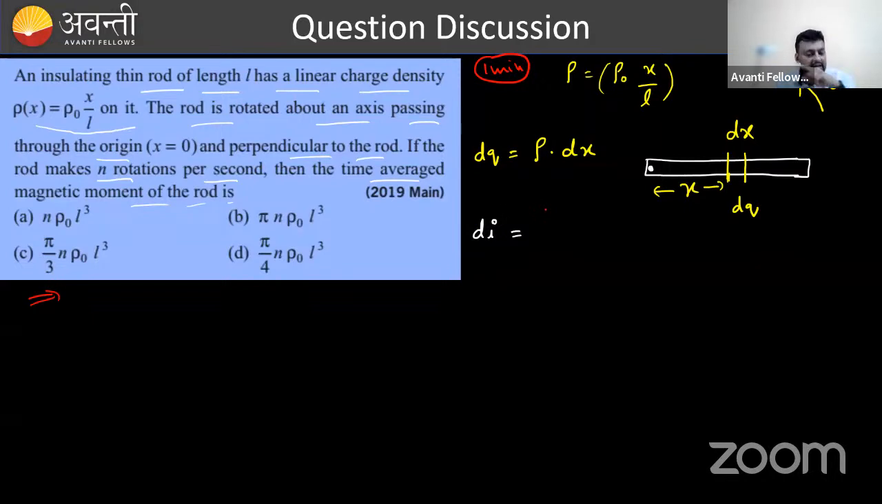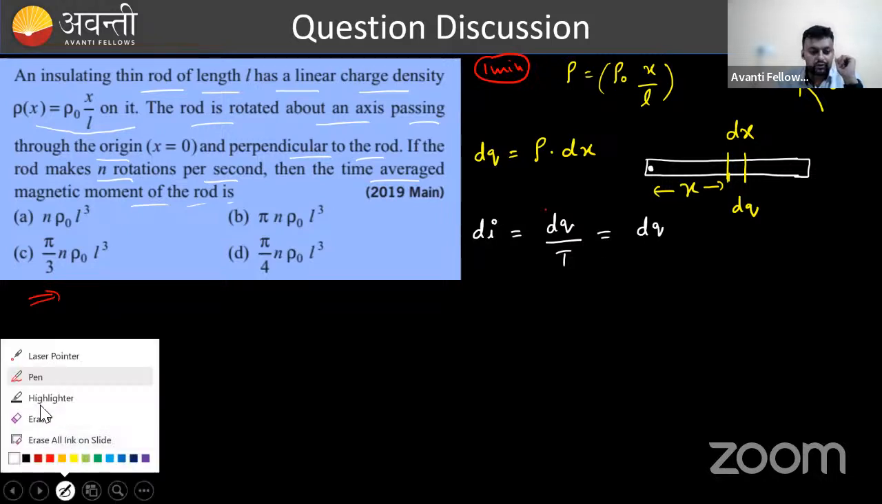What is current? Current is charge, I equals delta q over delta t. I hope you remember that. So what is the amount of charge, dq, over time? I am just dealing with one time period. In one revolution, I am dealing with one time period, which is T. You can place the value of dq as well here.